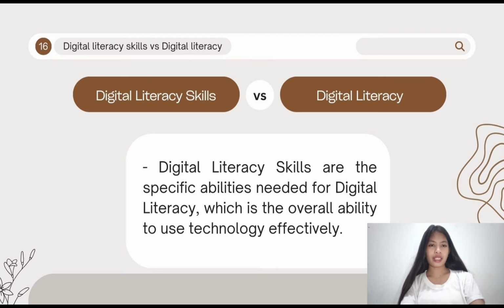So in this slide, it differentiates between digital literacy skills and digital literacy itself. Digital literacy skills are the specific abilities needed for digital literacy, which is the overall ability to use technology effectively. So essentially, digital literacy is the big picture, while digital literacy skills are the specific tools and knowledge that allow you to achieve that broader goal.